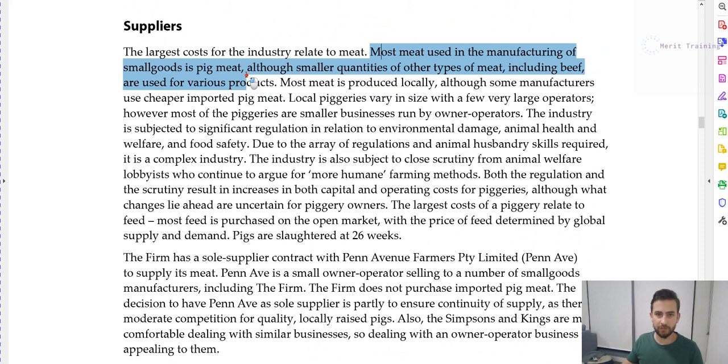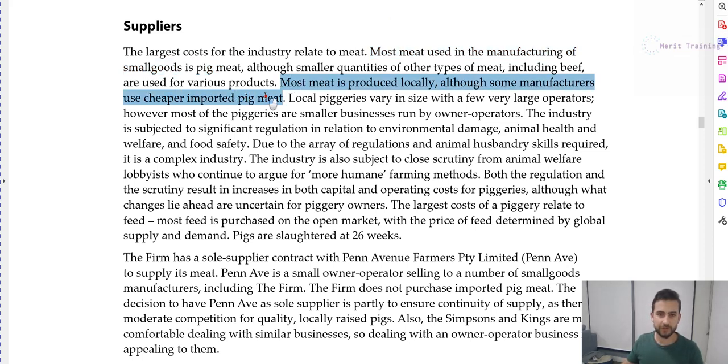Most meat is pig meat, although smaller quantities. Should I just copy that? I'm just trying to cut down the wording. Most meat used in the manufacturing of small goods is pig meat, but some small quantities of beef are used. Most meat is produced locally, although manufacturers use imported. Copy that.